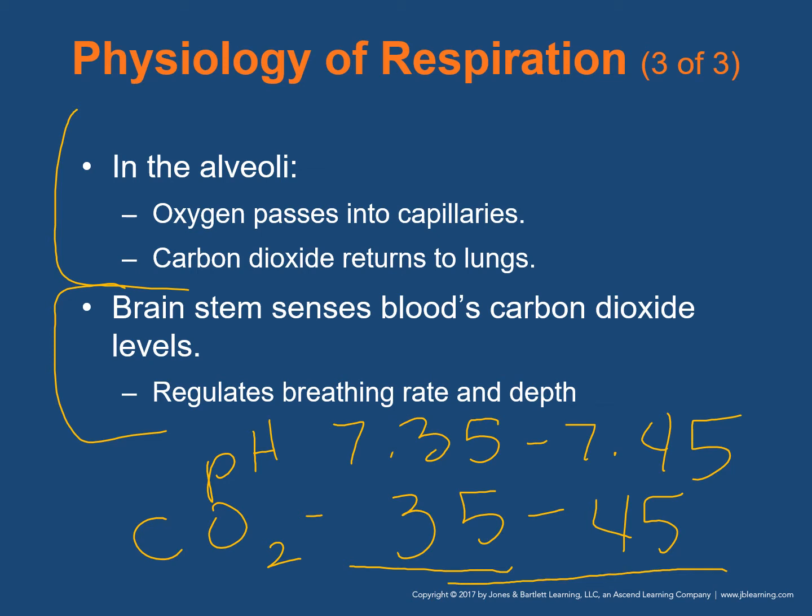Conversely, if our carbon dioxide levels have increased, our brain senses that increased carbon dioxide and tells our body to breathe faster so that we're able to once again get into our normal levels of 35 to 45. So carbon dioxide is pretty important, not only in diffusion as the waste product that it is, but also to help us breathe at a normal rate and depth.